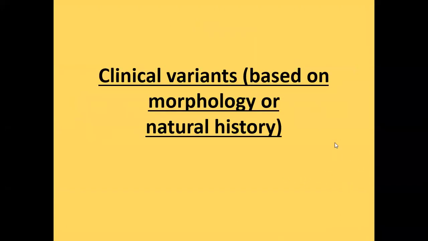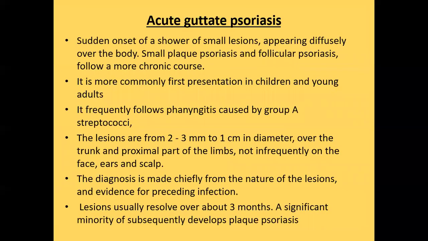Then the clinical variants based on morphology and natural history. Acute guttate psoriasis. This is characterized by a sudden onset of showers of small lesions appearing diffusely and symmetrically over the body. Small plaque psoriasis or follicular psoriasis are never present acutely and have a more chronic course.